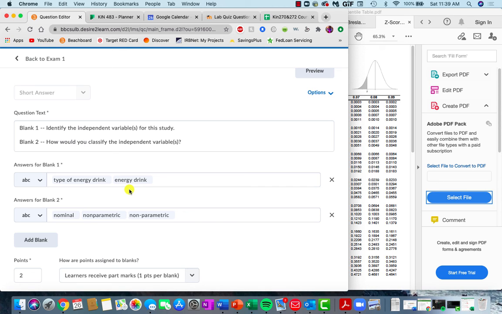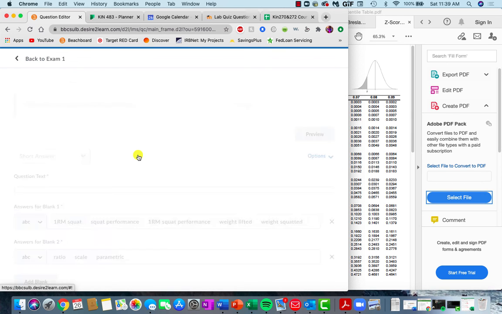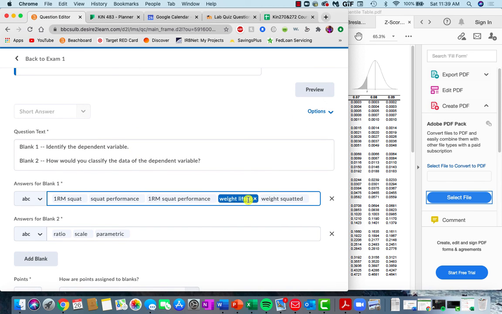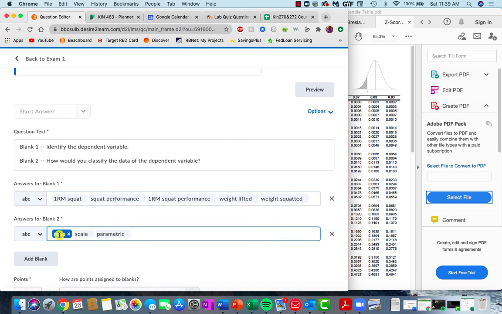In either case, if you have this question versus the version of the question that you guys got, both type of energy drink as well as time of consumption would have been nominal type data. Okay. For the dependent variable, you can see I tried to get as many types of values or variable names that you guys would come up with. It should have been 1RM squat or squat performance, and that would have been ratio type data.